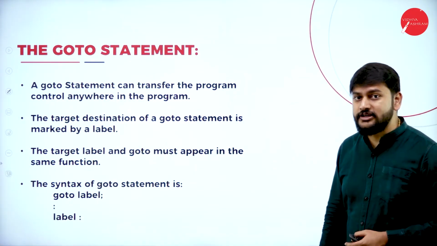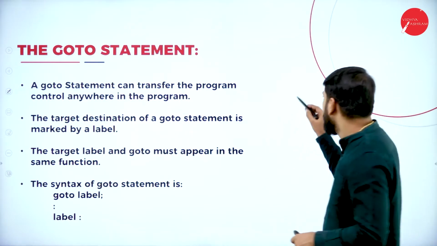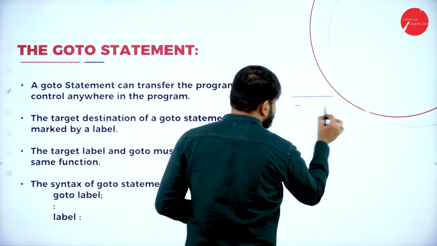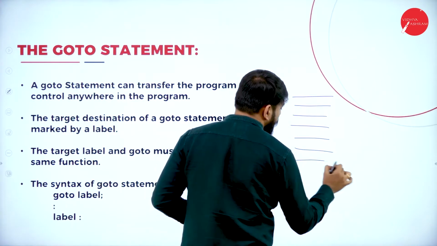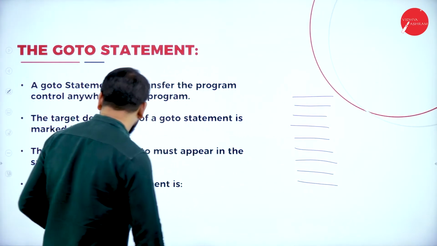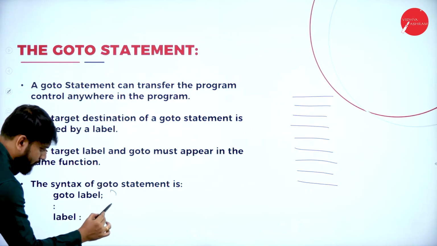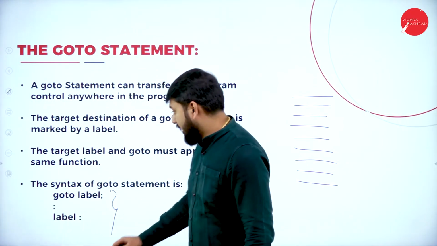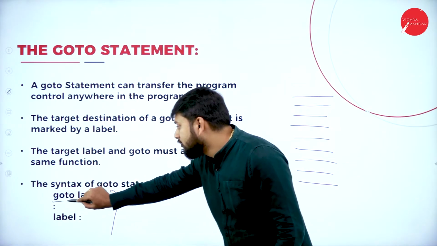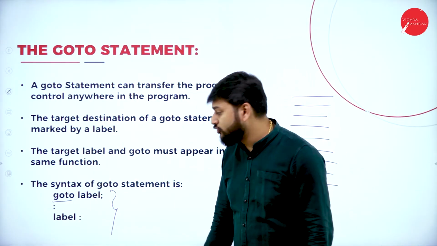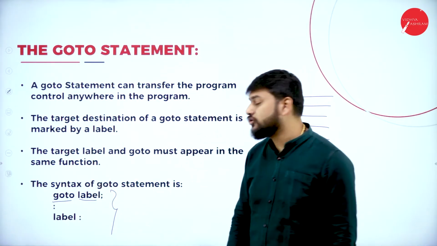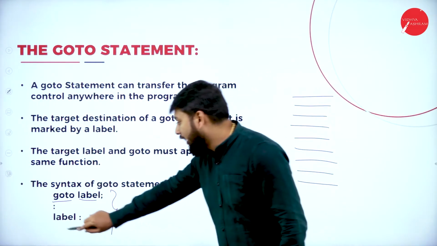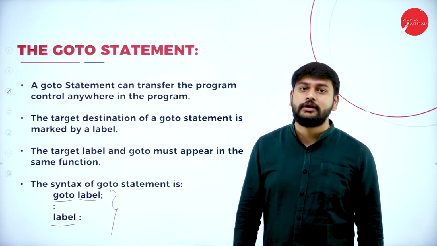What exactly does it mean? Say, for example, I have the lines of code. This is what I have written. Observe this syntax. This is the general syntax that you need to remember. What is the general syntax that I have? I'm using the goto keyword with a label. Then I have the label.